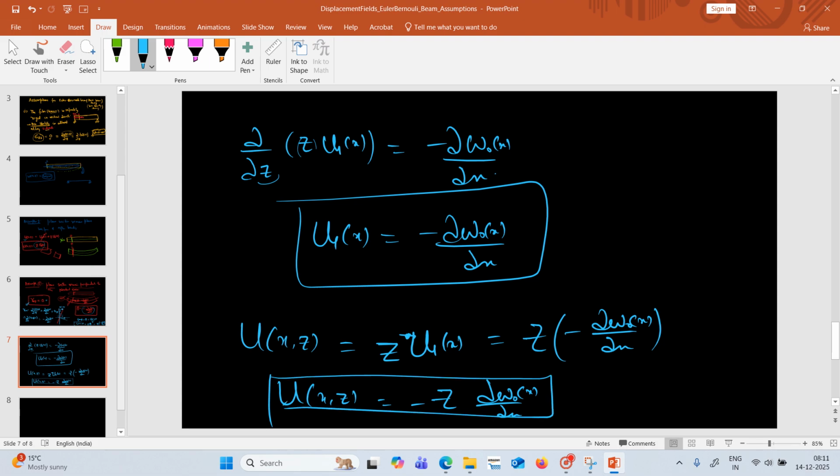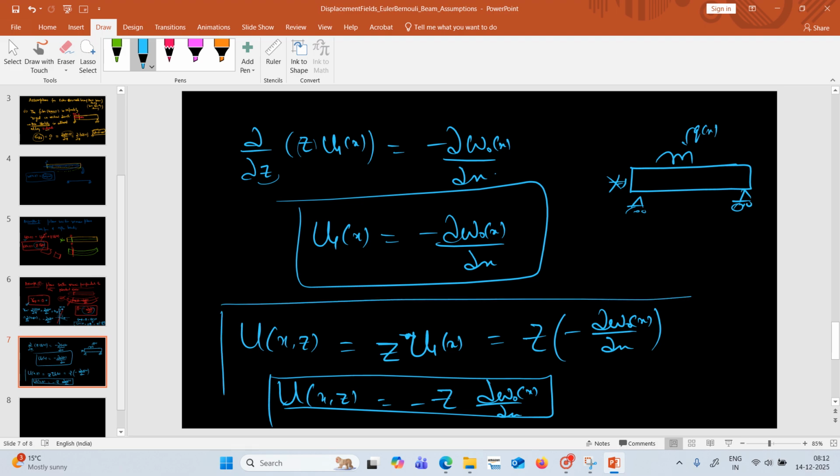Here we are assuming that the load is only transverse, no axial loading is applied. We are not considering any axial load. So we will get this displacement, and the other one was the transverse displacement, which was w naught of x.